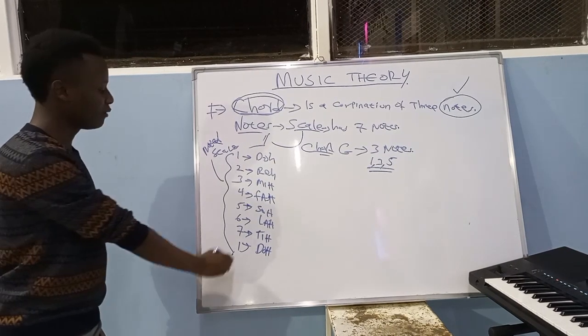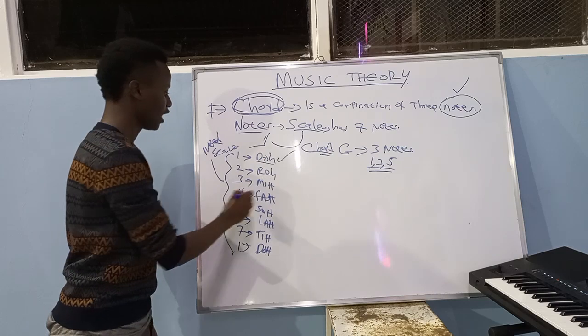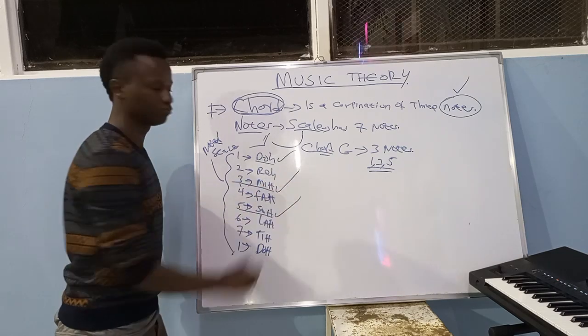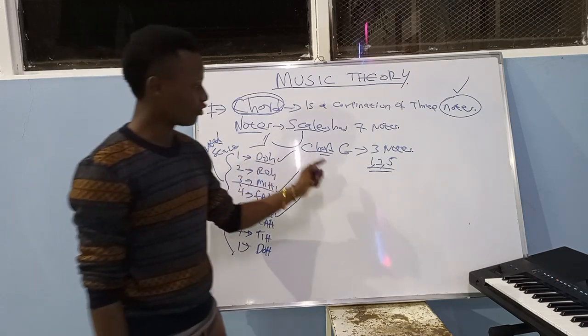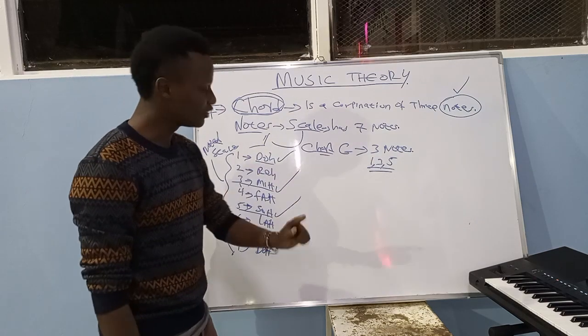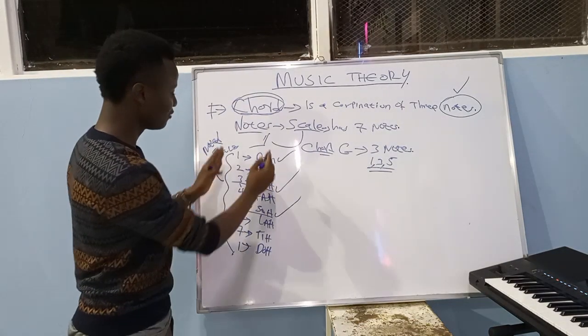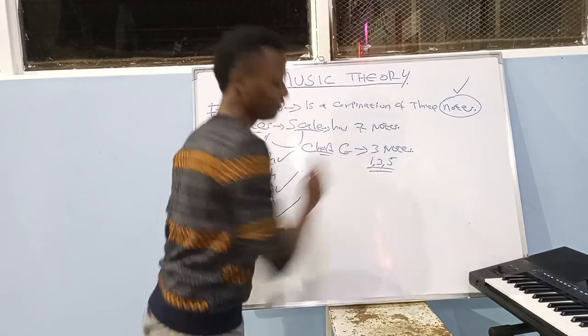Then we go back to our scales here. Our 1 will be a do, our 3 will be a mi, then our 5 will be a sol. Are we together? So now you know a chord is made of 3 notes, and the 3 notes are 1, 3, 5. Instead of calling them do, mi, sol, you call them 1, 3, 5.